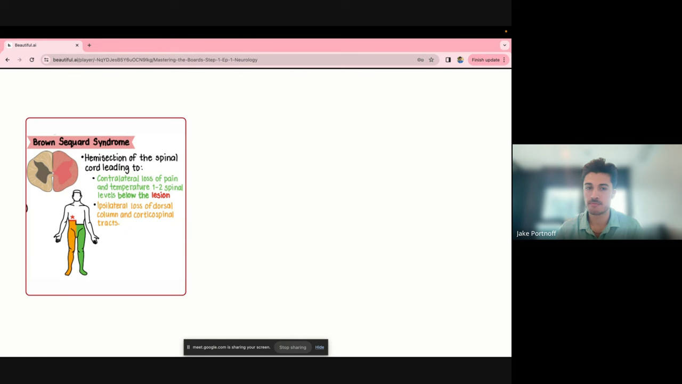And essentially, what we got there was a complete hemisection of the left, right, at the T3 level of the left spinal cord. Okay, so if you're imagining this is the spinal cord, imagine half of it is completely knocked out. Okay, now the key way to differentiate this is going to be through two of your spinal columns.